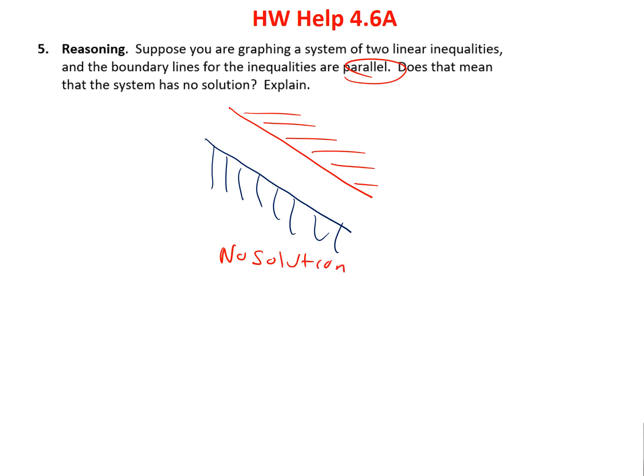But consider this, however. Consider instead that the red went below and the blue went above. Then you would have a solution because the area in between would be the solution. Okay? So parallel lines, unlike in equations, doesn't mean no solution. And if they happen to overlap this way, then you would indeed have a solution.